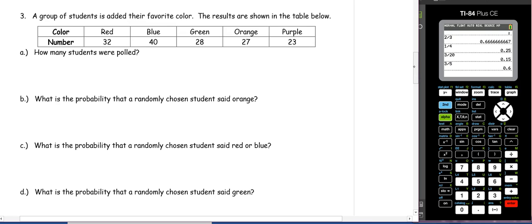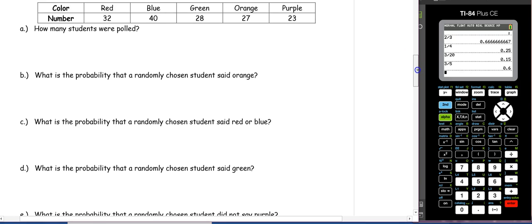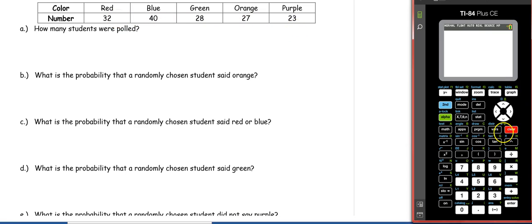Number 3, a group of students is asked their favorite color. The results are shown in the table below. So we have 5 colors: red, blue, green, orange, and purple. So how many students were polled?